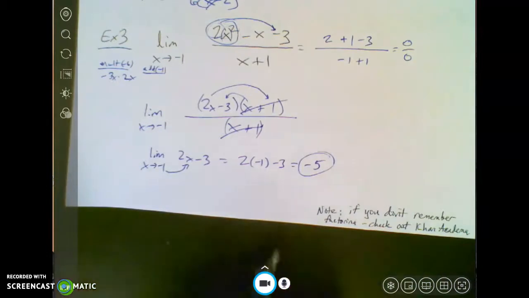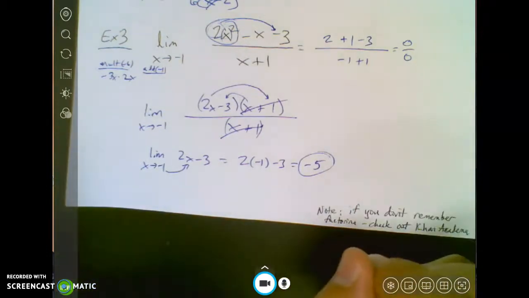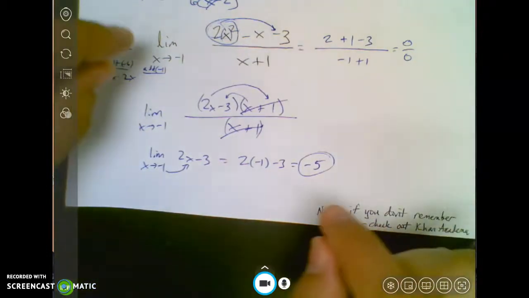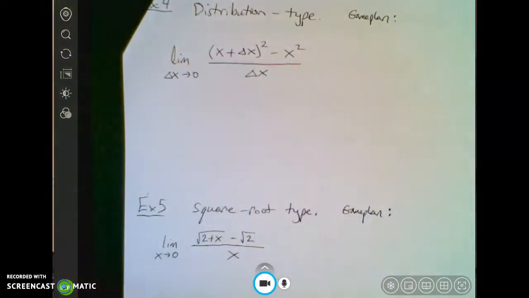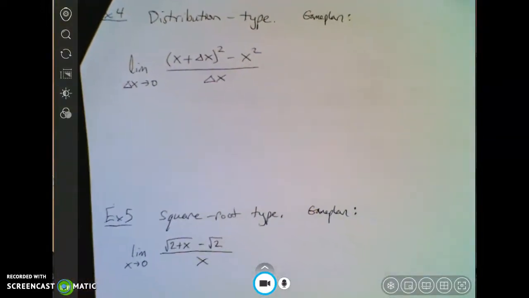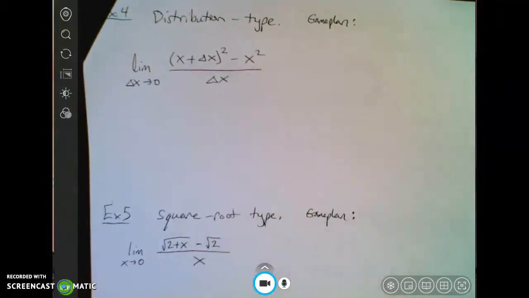So all these problems didn't work with direct substitution, and they did work once I canceled something off with factoring. Okay, let's get the distribution type in here, and then I'll have to make a second video for the two tougher ones.